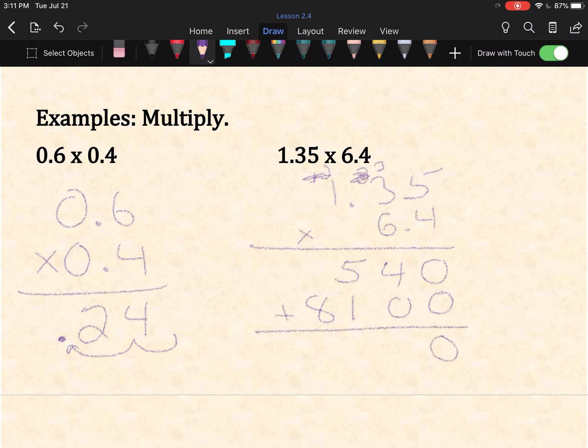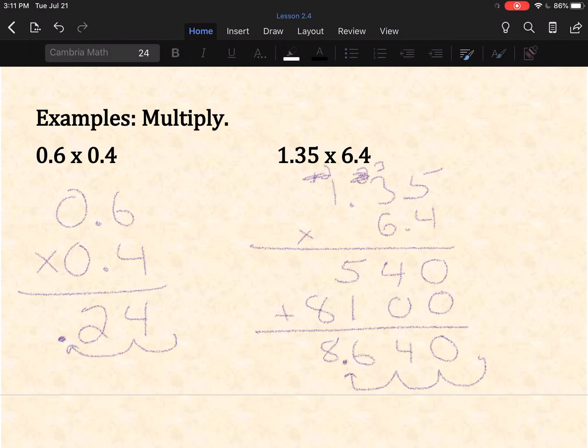Add these up now. We have 0, 4, 6, 8. Now, 1.35 has 2 decimal places, and 6.4 has 1, for a total of 3 in the problem. So starting from the right edge, I'm going to count back 1, 2, 3 places, and put my decimal point between the 8 and the 6 in the answer. 8.64 is the answer. Yes, that's the same as 8.640, and I will accept either.